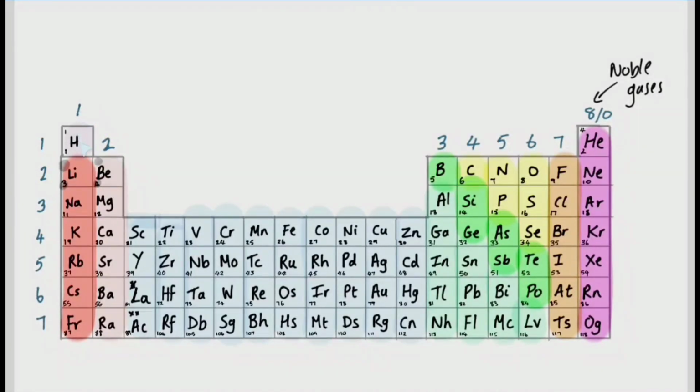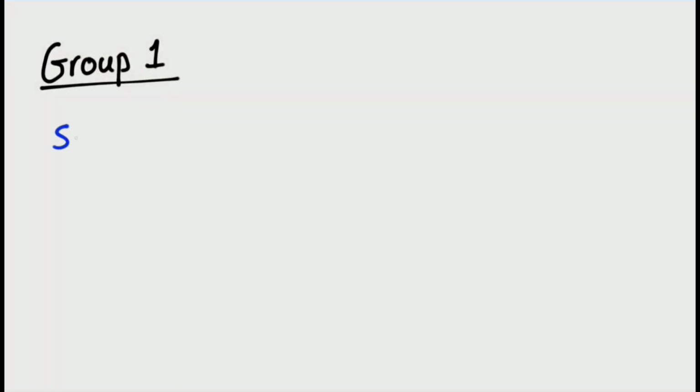So we'll take the example of a group 1 element. So from group 1, we'll take the example of sodium. Now, sodium has atomic number 11. So what could the sodium atom do to gain a full outer shell? That's what we're looking at.